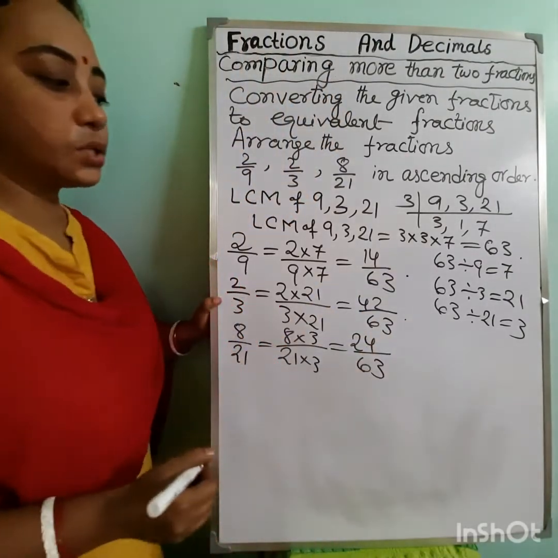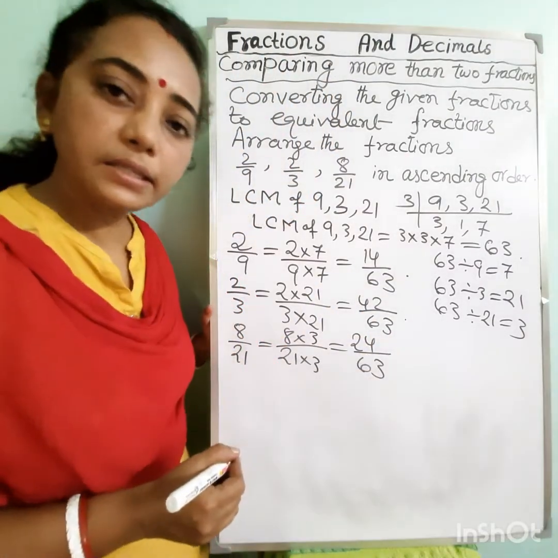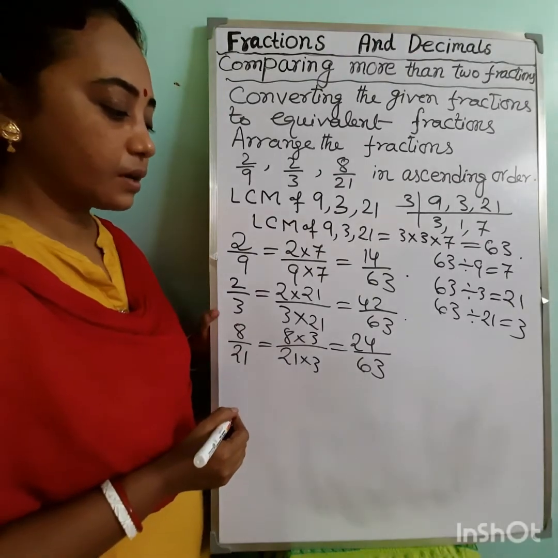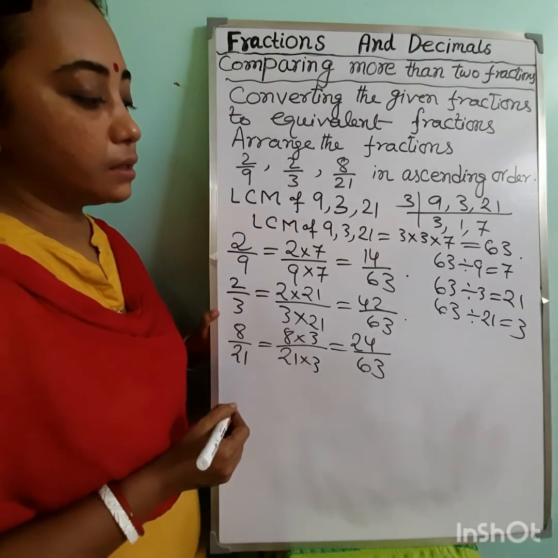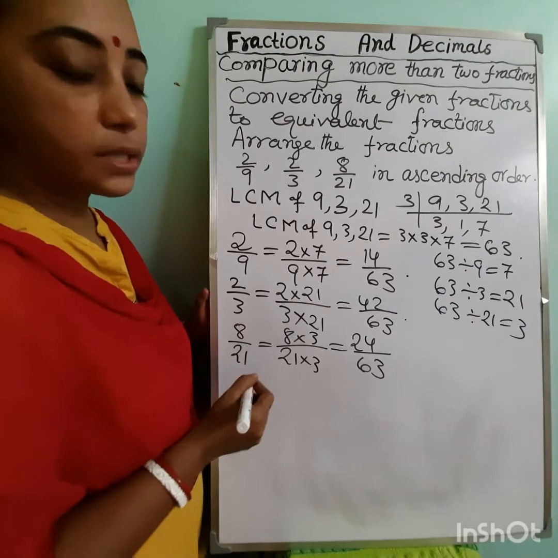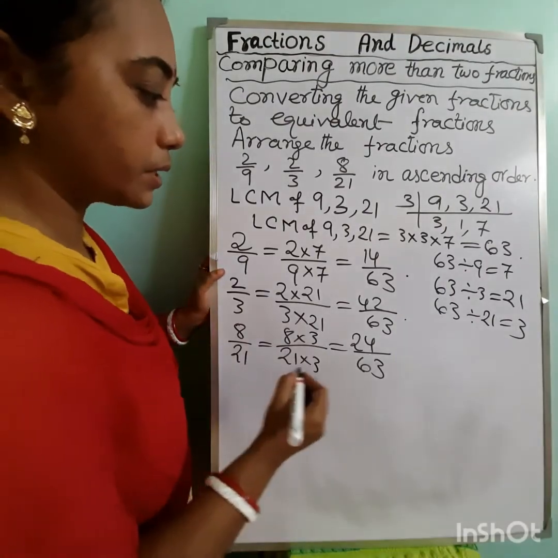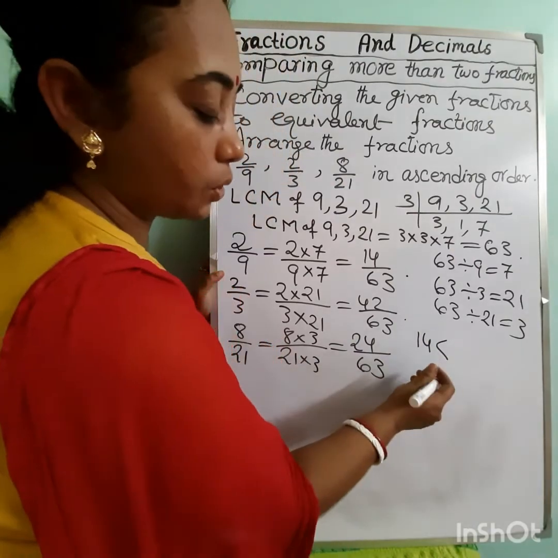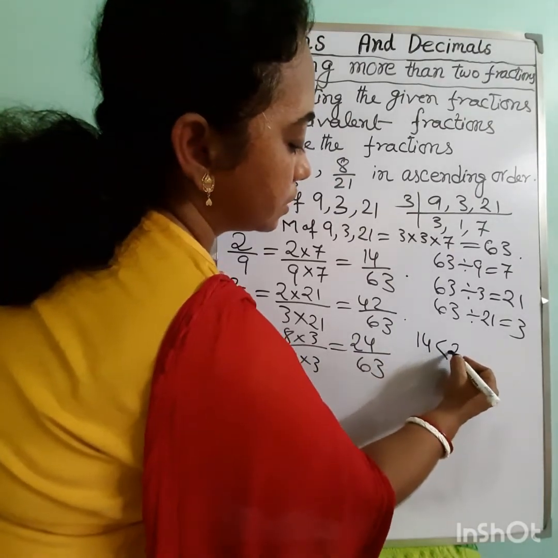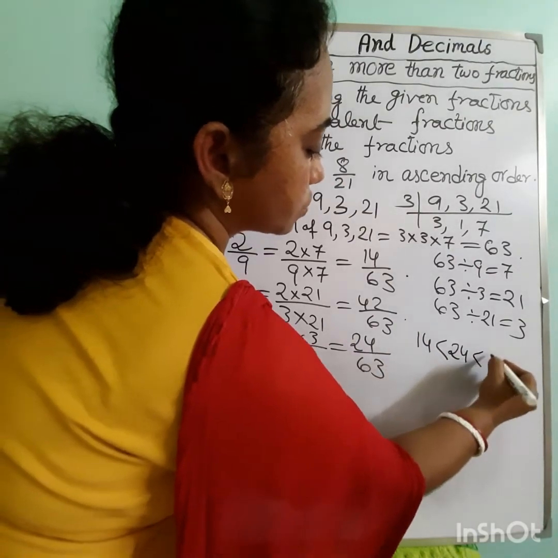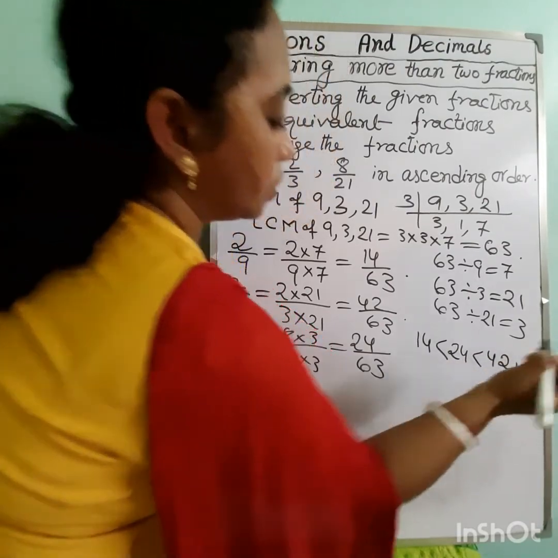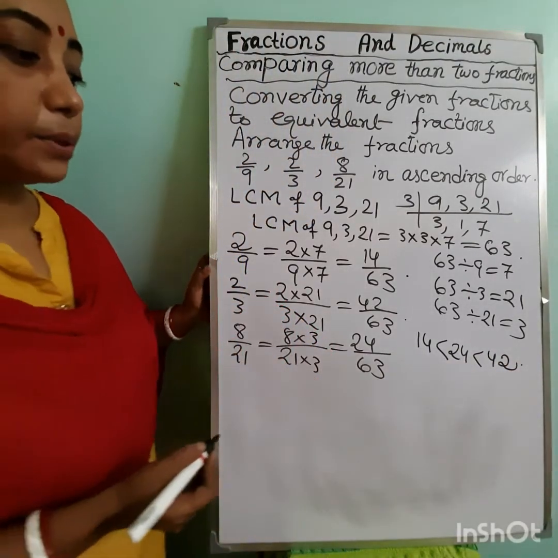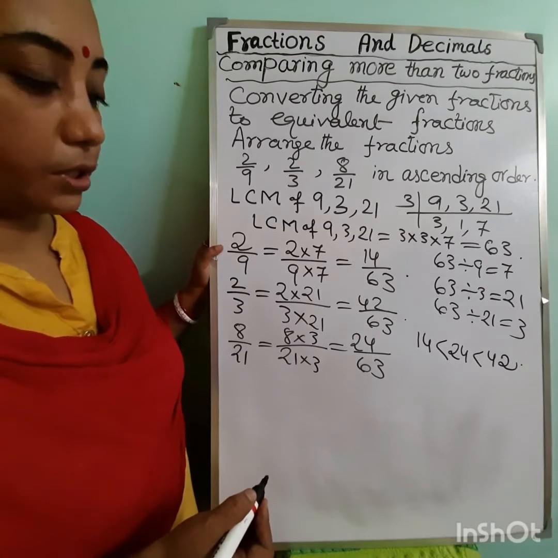So in these three numbers, we are getting the same denominators, that is 63. So we can easily compare the numerators because their denominators are the same. So here the smallest numerator is 14. The next one is 24 and the next one is 42. So here 42 is the greatest number, then 24, then 14.